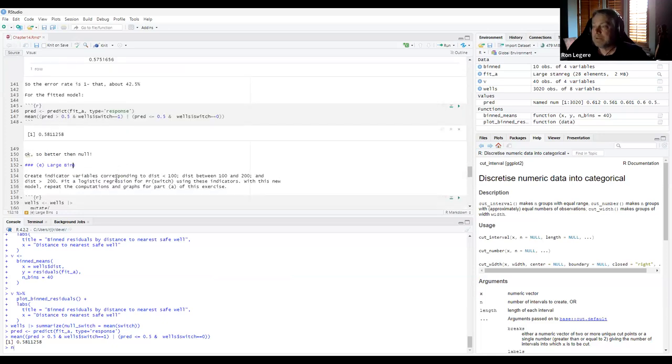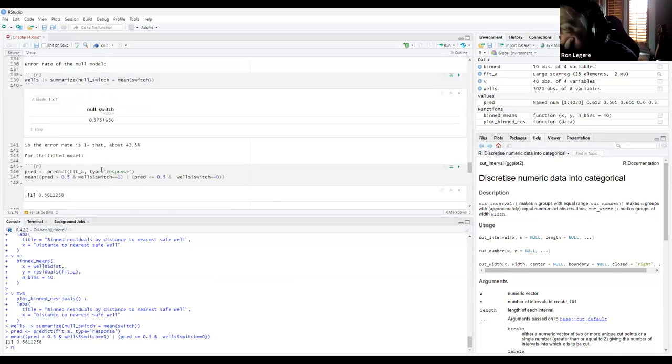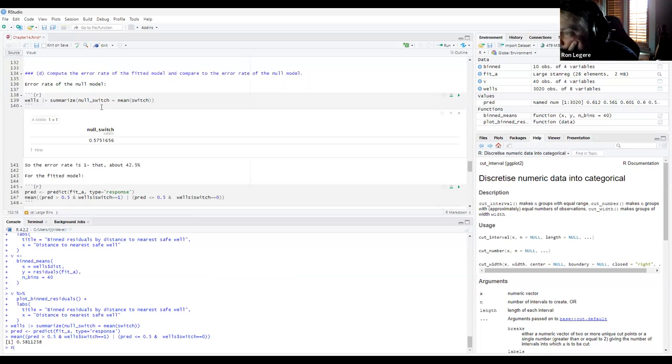Wait, is that right? I'm having trouble thinking about this again. So if we do the null model, that means you give me a guy, and I'm just going to guess, I'm going to roll a percentile dice, and if I get 58 or less, I'm going to say he did switch. And so I'm going to be wrong about that 42% of the time, right? Yeah.